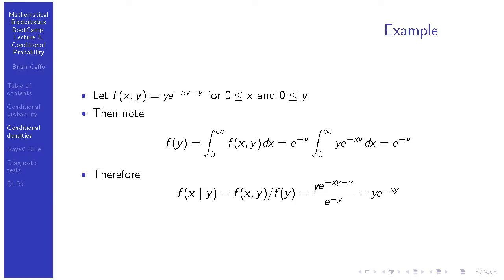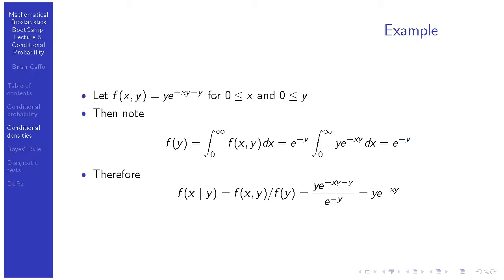Let's go through a specific example. We have f of x comma y equals y e to the negative xy minus y for x and y both greater than 0. Now the marginal density associated with y, let's just perform the integral. We integrate from 0 to infinity of the joint density function over x because we want the marginal associated with y. And you can perform the integral. It works out to be e to the minus y.